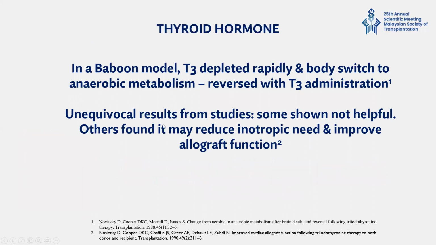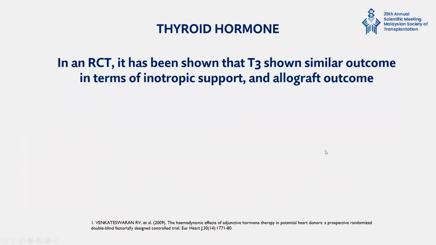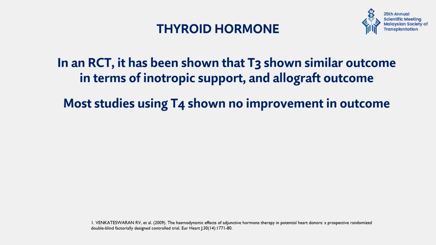Okay, so equivocal results from other studies in humans have shown that it's not helpful. Others found it may reduce inotropic need and improve allograft function, but some showed it's not helpful. So this led Venkatesh, an Australian intensivist, to do an RCT. It was shown that T3 gave a similar outcome in terms of inotropic support and allograft outcome. So whether you give T3 or not, it doesn't really matter.